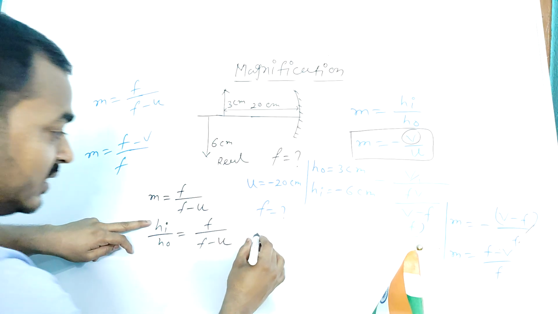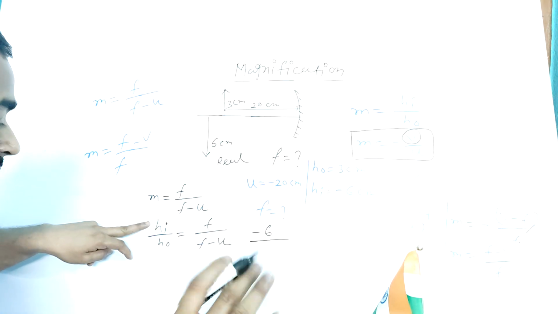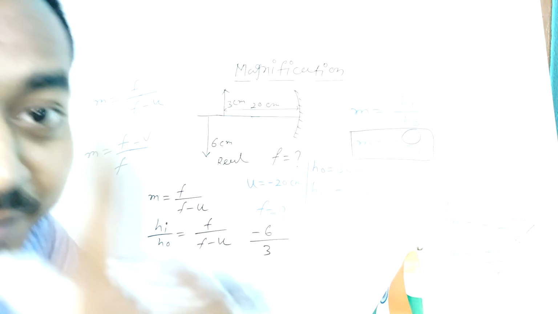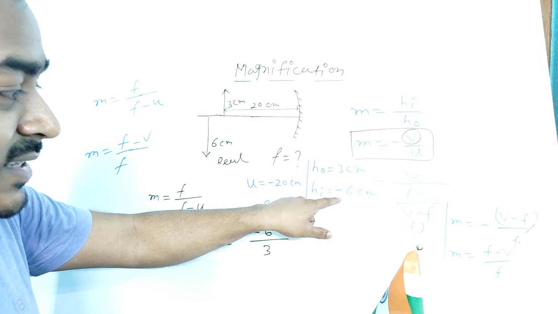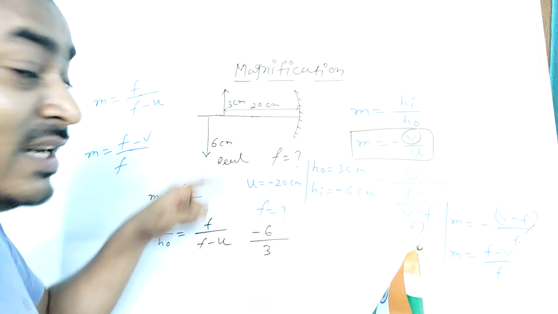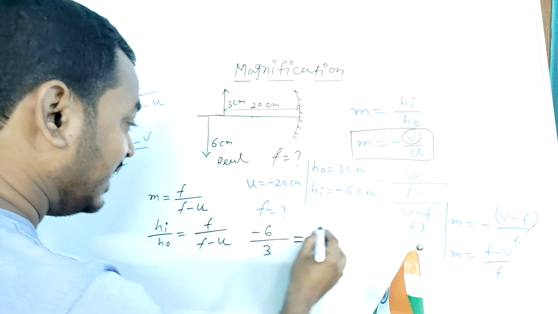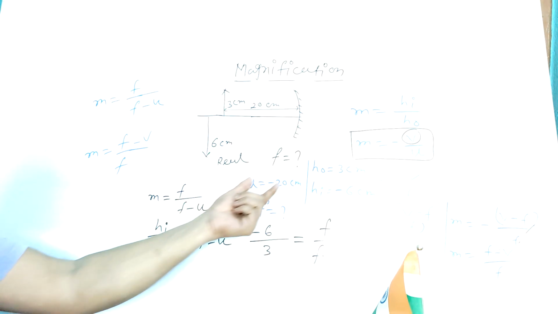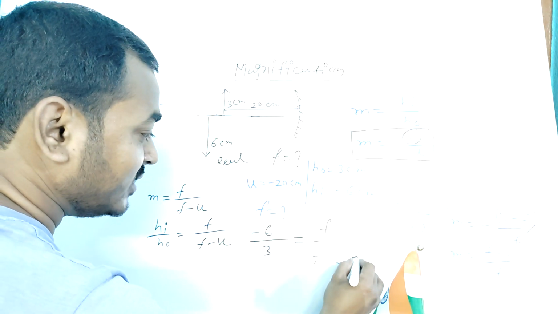So the height of the image is minus 6 centimeter, and the height of the object is 3. So minus 6 by 3 is minus 2. That means you are getting 2 times the height of the image compared to the height of the object. The magnification is 2 times, real image, minus 2. So after solving, we get minus 2 is equal to f as it is, because we have to find f, divided by f minus the value of u, which is minus 20, from the formula.